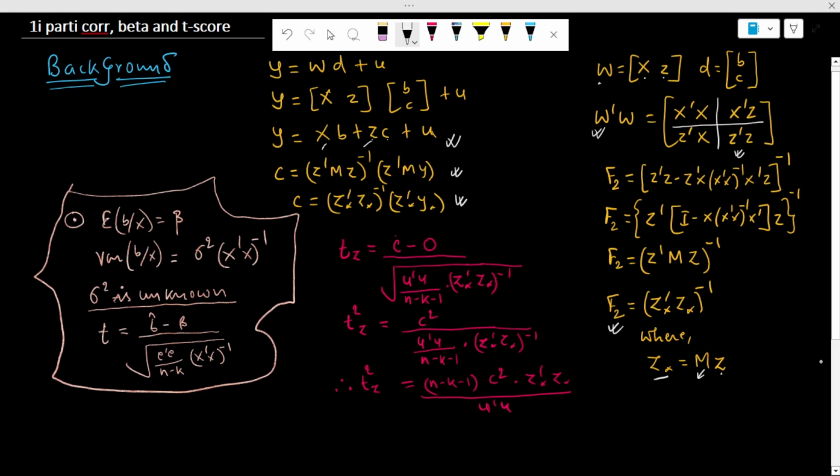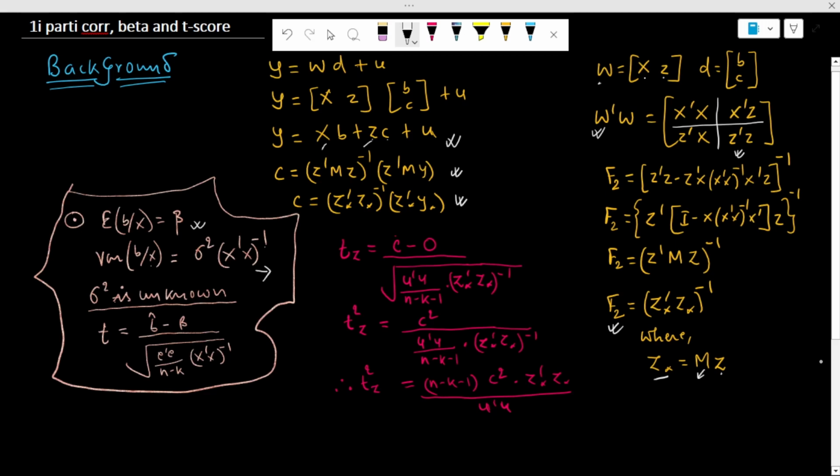Let us assume that we know this relationship: the expected value of beta conditional on X is equal to the true population beta, and the variance of beta conditional on X is equal to sigma square times X transpose X inverse. Here this is the case of homoscedasticity. We'll explore these topics in our future videos. If the variance of the population residual is unknown, then the distribution that we are going to get is the t distribution. We have explored this topic in our statistics series.